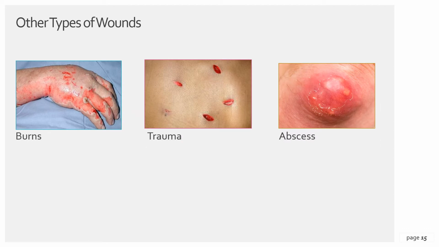Now let's briefly look at some other types of wounds. Sometimes we see some burns in our wound clinic, usually thermal burns, but occasionally chemical burns. Sometimes we see trauma. These are stab wounds. We see a lot of abscesses.